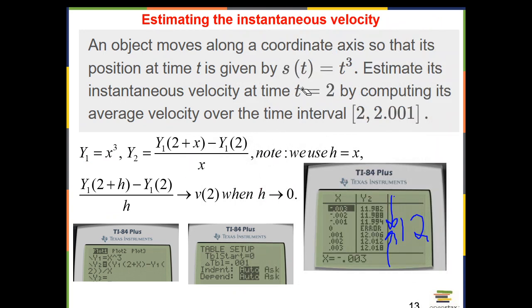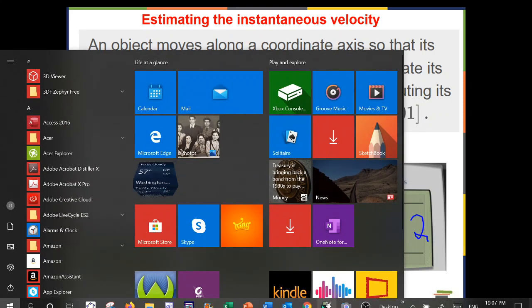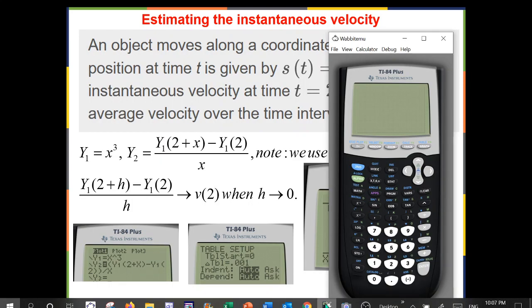So here is an example. Suppose we have the position function given by that, and we want to find the velocity at 2. Well, we don't know how to do it with calculus yet, so what do I do? I use the same trick that I just did. I can put this in the calculator.